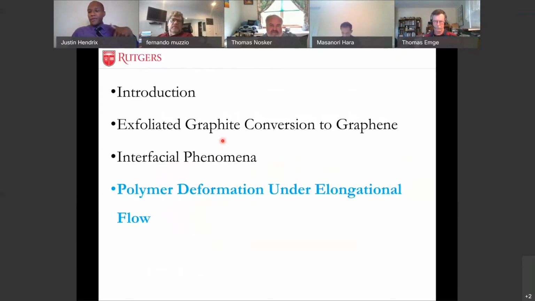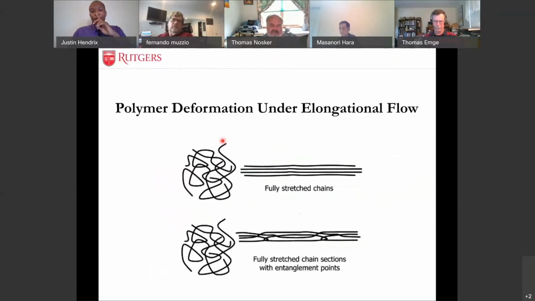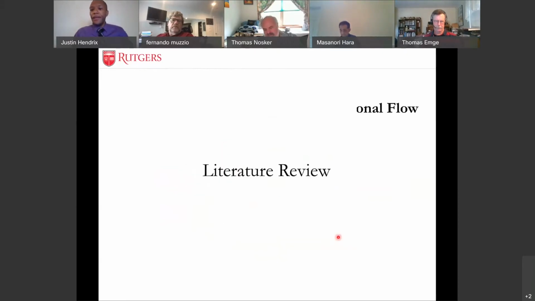All right, so here's our last section we're going to talk about: polymer deformation and elongational flow. Here you can see a polymer under a random walk conformation, and then it's elongated and stretched, and it's under no entanglement. And here, the same thing, but there's some small degree of entanglement given by this cartoon. Now, I'm going to talk about the literature review.